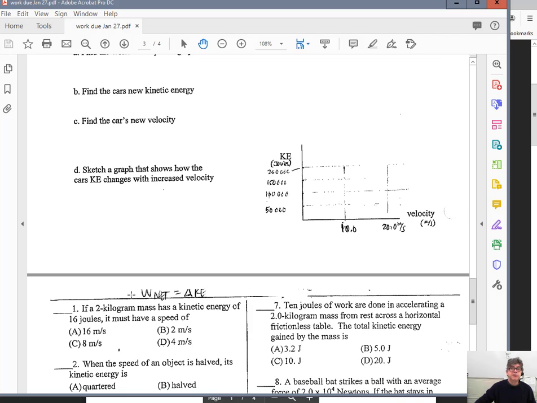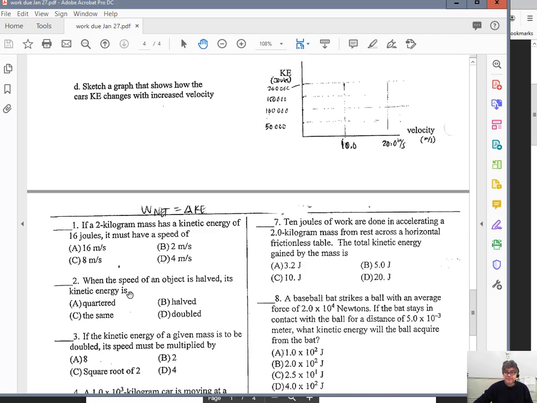I really appreciate you. If you're still tuned in and watching this, it's great, because I think it's hard. Don't forget, I pointed this out in class on Friday. This is supposed to be an easy question. Often it's not, because you forget about the work energy theorem. So if you do 10 joules of work accelerating something, that work goes into the kinetic energy.